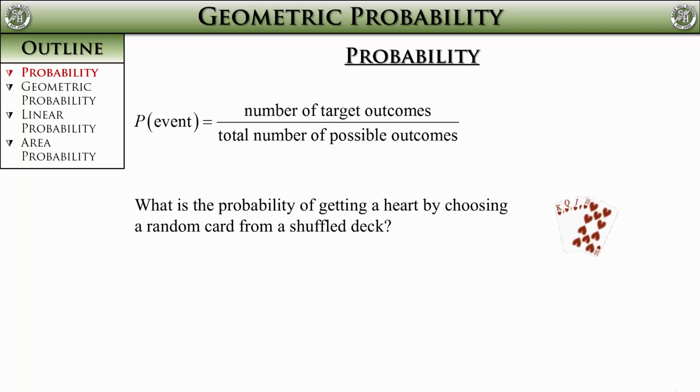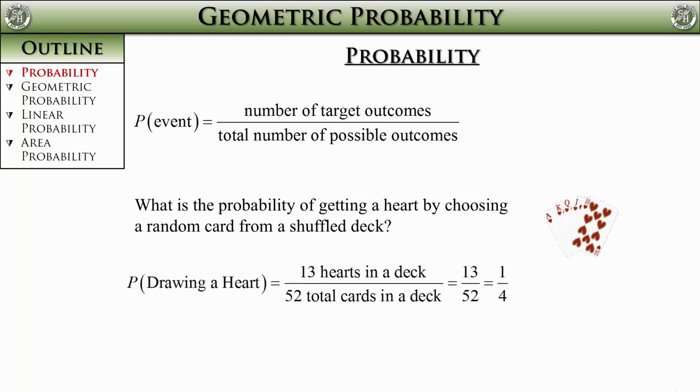Another common probability question you probably saw before involved cards somehow. You might have been asked to find the probability of choosing a random card from a shuffled deck, assuming the jokers have been taken out. So you build a fraction again. The total is on the bottom, and there are 52 total cards. The target is in the numerator, and there are 13 hearts in a deck. Reduce that down, and you have a 1 in 4 chance of drawing a heart randomly from a shuffled deck.